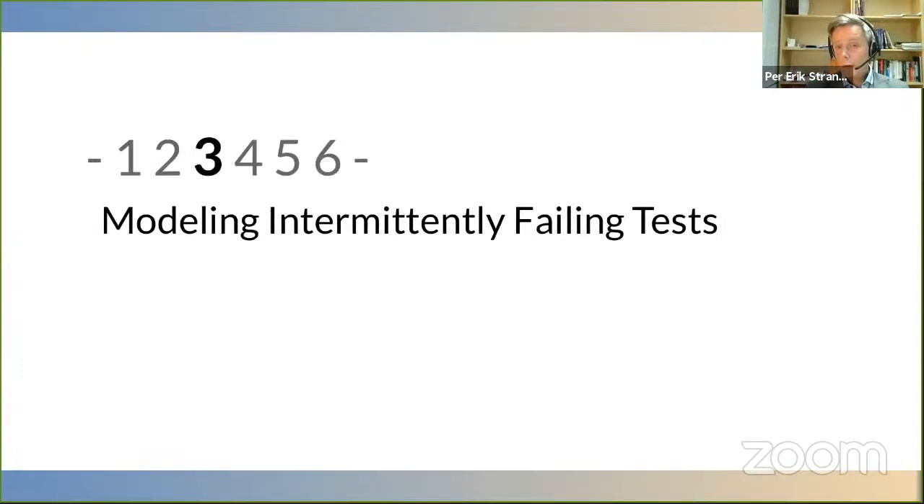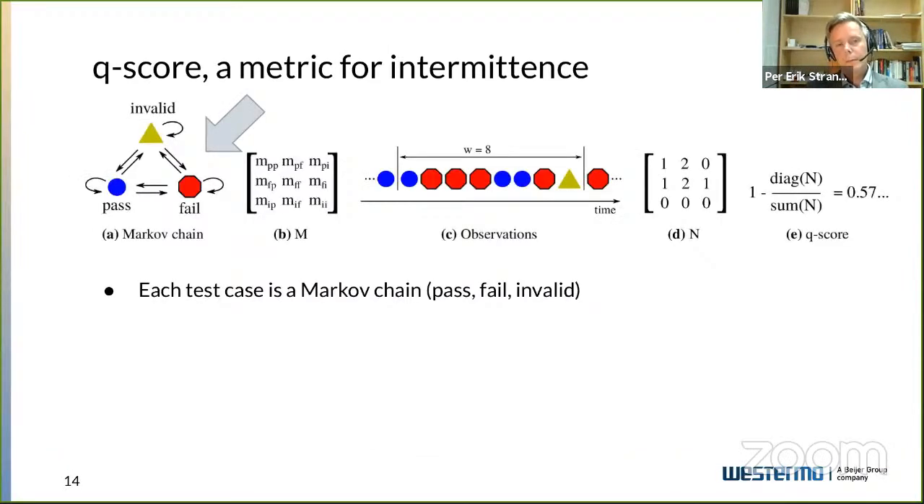One of the contributions of this paper is a model for intermittently failing tests that we call Q-score. Let's talk about that now. So in order to measure intermittence, we think of test cases as Markov chains. So they have three states, pass, fail, and invalid. Invalid here would mean that the test case could not run to completion. So there was an unhandled exception or we lost communication with some peripheral hardware or something. So over time, when we are executing the test case, we can think of it as jumping between these states in the Markov chain or staying in the same state over time.